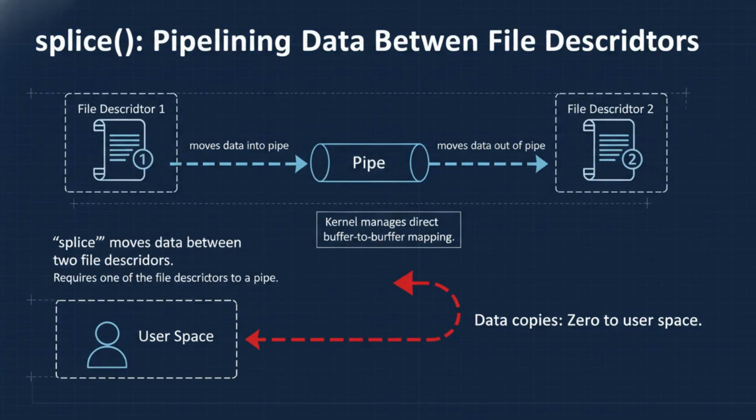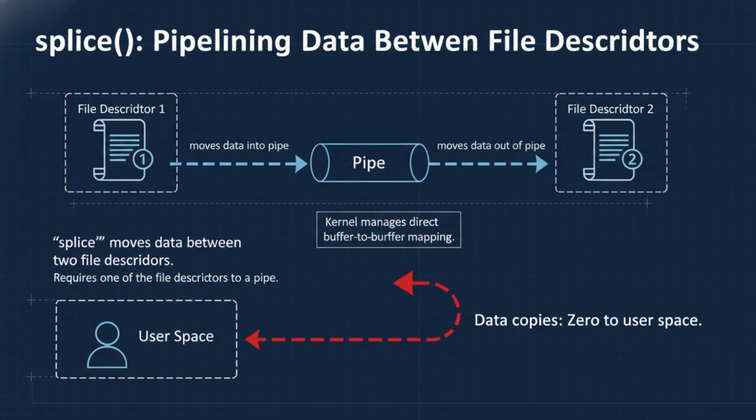While sendfile excels at file-to-socket transfers, Splice offers a more generalized zero-copy approach available in Linux. The Splice system call moves data between 2 file descriptors without ever copying it to user space. Unlike sendfile, Splice can operate on any 2 arbitrary file descriptors, provided one of them is a pipe. This flexibility allows for powerful data pipelining scenarios. For example, you can splice data from a socket into a pipe and then from that pipe into another socket, effectively forwarding network traffic with zero copy.